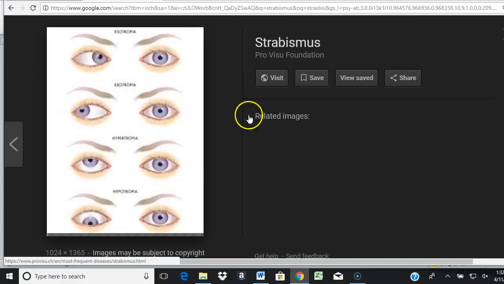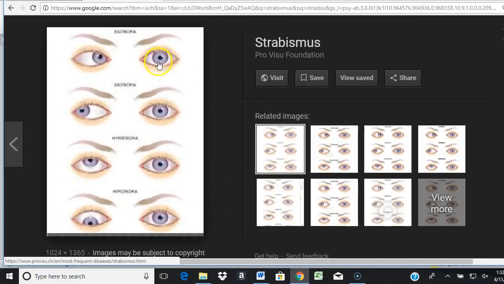This is a good one. I like this picture a lot. So again, esotropia faces in, exotropia faces out, hypertropia is up, hypotropia is down, and we have all different versions of this. Again, it can be unilateral, it can be bilateral. You can have a right esotropia and a left exotropia, so it can depend.